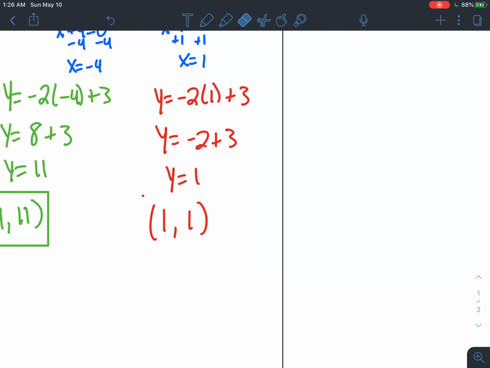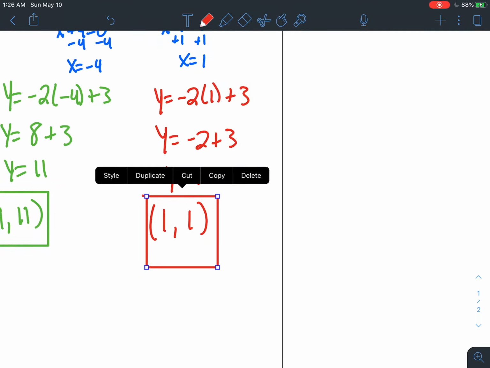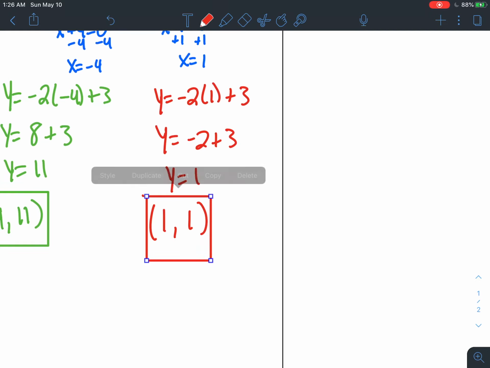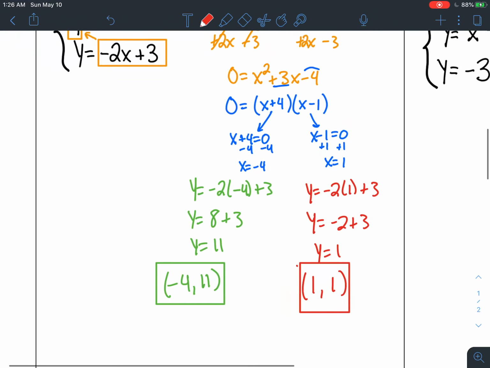Why did you do that? That was weird. Let's try that again. That's better-ish. Okay, I guess you locked it in a square. Cool, good for you. 1, 1.